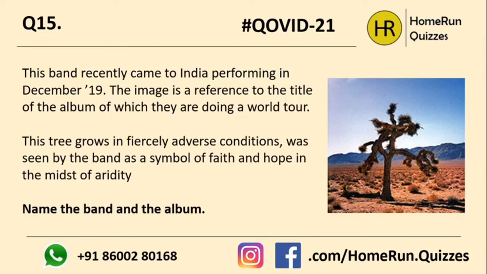Then the final question for today. So this band recently came to perform in India during December last year. The image is a reference to the title of the album of which they were doing a world tour. This tree grows in fiercely adverse conditions and was seen by the band as a symbol of faith and hope in the midst of aridity. So name this band and what album is this? The band should be very workable because they came to perform last December. And the second thing, the name of the album comes from this tree which you see there, which has an ability to still grow in adverse conditions.